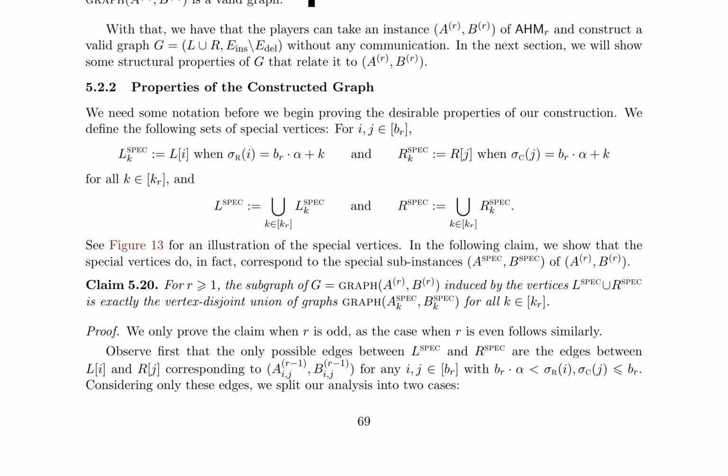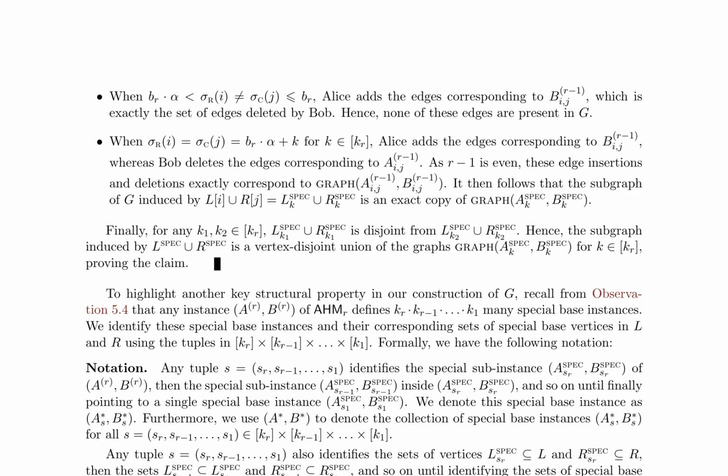In the following claim, we show that the special vertices do, in fact, correspond to the special subinstances, A-spec, B-spec, of (A_R, B_R). For R greater than or equal to 1, the subgraph of G induced by the vertices L-spec ∪ R-spec is exactly the vertex disjoint union of graphs graph(A-spec, B-spec), for all k element of K_r.